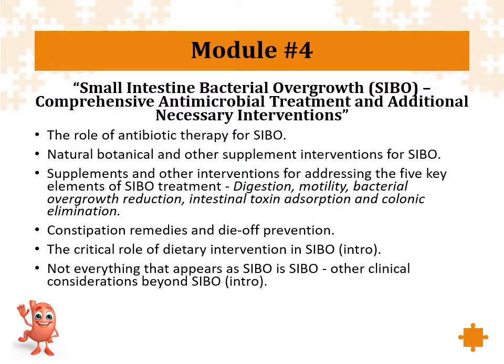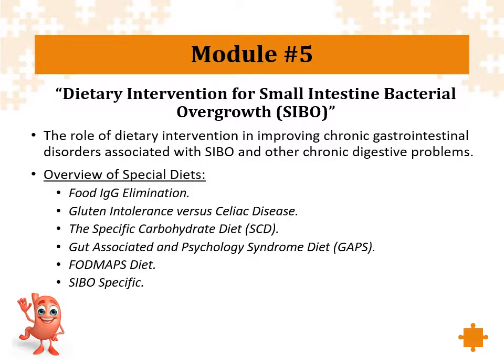Module 4 is now incorporating antimicrobial treatments, whether it's botanicals or antibiotics. We'll get into different ways of doing that. Also dealing with constipation and die-off reactions too, which will come up for certain people who are very, very sensitive to the overload of these bacteria. Module 5 is about diet. Okay, so we'll go through different types of diets, including the low FODMAP, as well as the SIBO-specific diet, but we'll incorporate other things too. So things like the specific carbohydrate diet, food IgG elimination, etc.